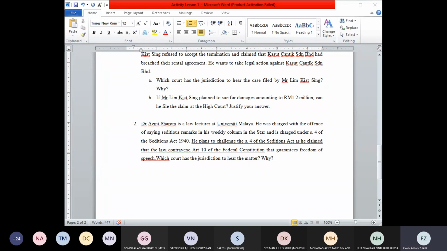Yeah. So this question, the answer is federal court because he wants to challenge the law. He said the law is wrong. So if you want to say that a law is wrong, that the law is against the federal constitution, for that issue only you go to the federal court. But if you want to hear the case of his seditious remark, that case is not heard in the federal court. It still has to be heard at the sessions court or the high court.